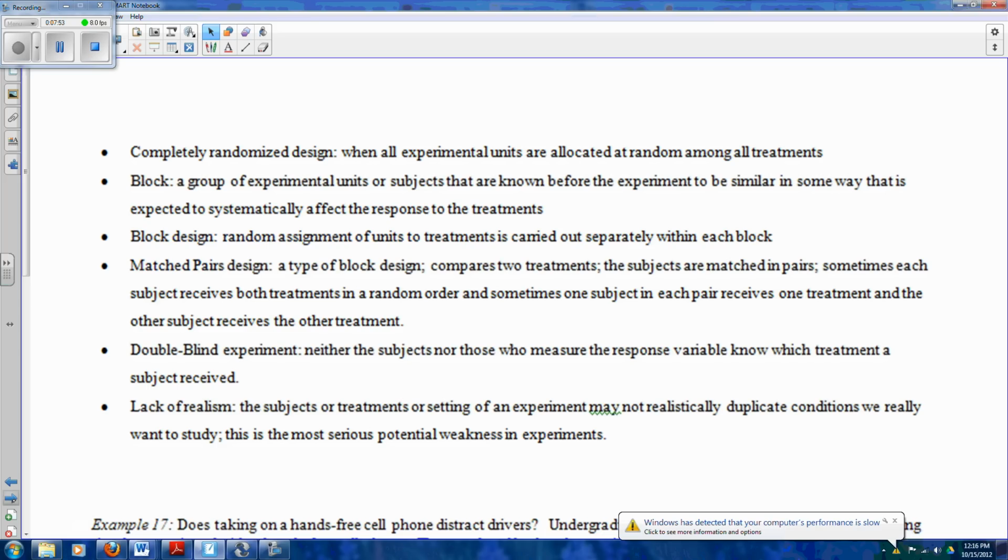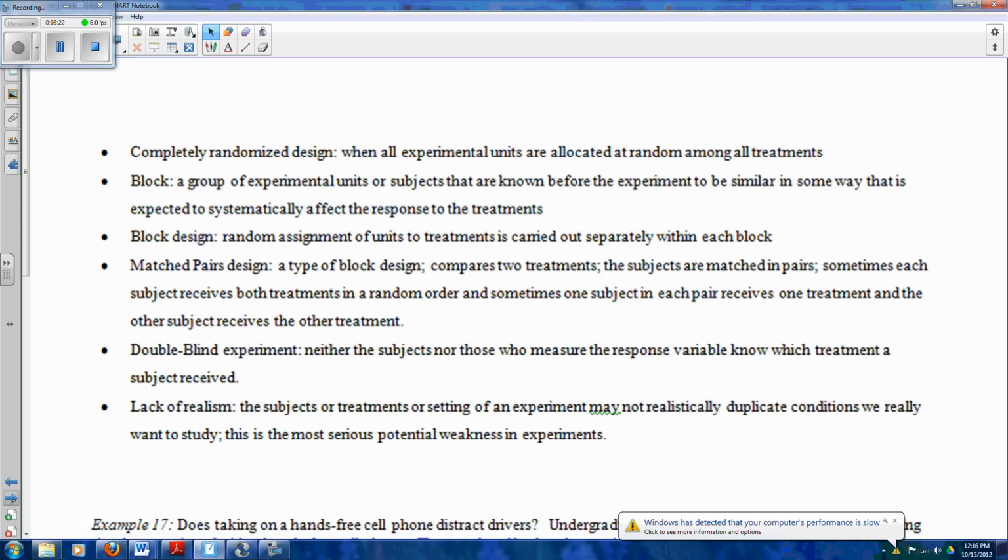A double-blind experiment is one where neither the subject nor those who measure the response variable know which treatment a subject received. Somehow they do have to keep track of it. For example, if you are looking at whether calcium reduces blood pressure, which I've talked about earlier, the person who's taking the pill, the calcium or placebo, shouldn't know which type they have. So that's a blind study.